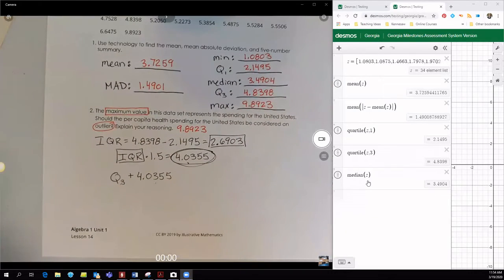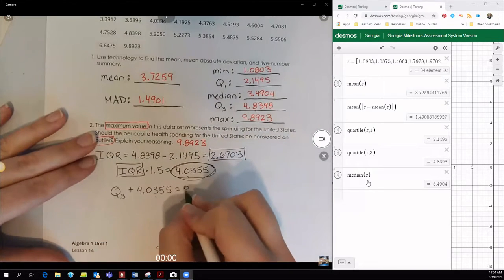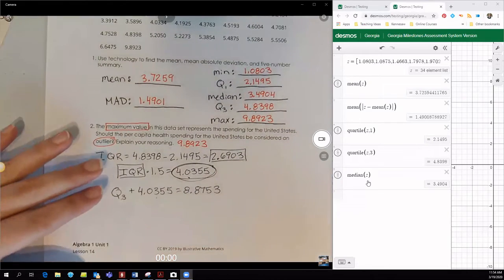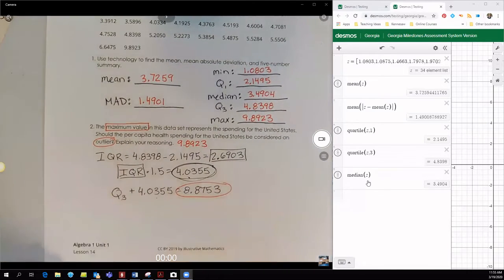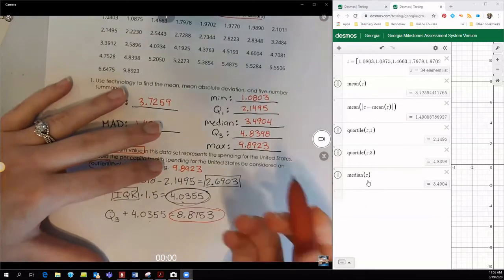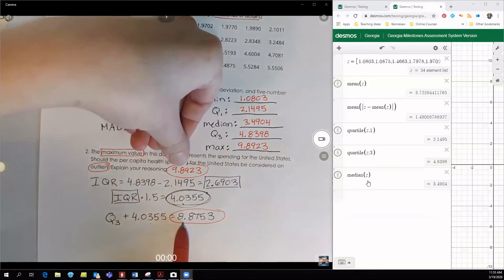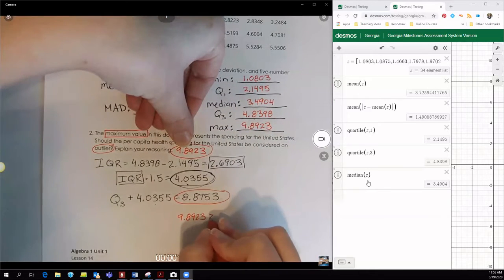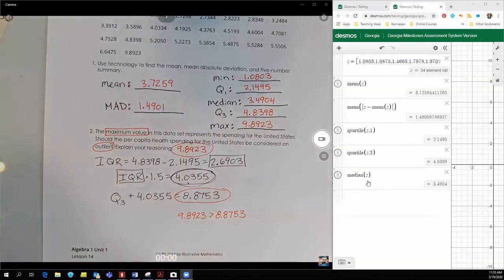So I want to take Q3 and add that to it so I can figure out where I end up. So when I add Q3, which we found up here, and that number together, I get 8.8753. And so now anything that is bigger than this number is considered an outlier. So let's look back at our number we're trying to compare, and we'd see that 9.8 is bigger than 8.8 if we think about it a little more easily. So this number in our data set is bigger than the required amount right here. So therefore, it is definitely an outlier.